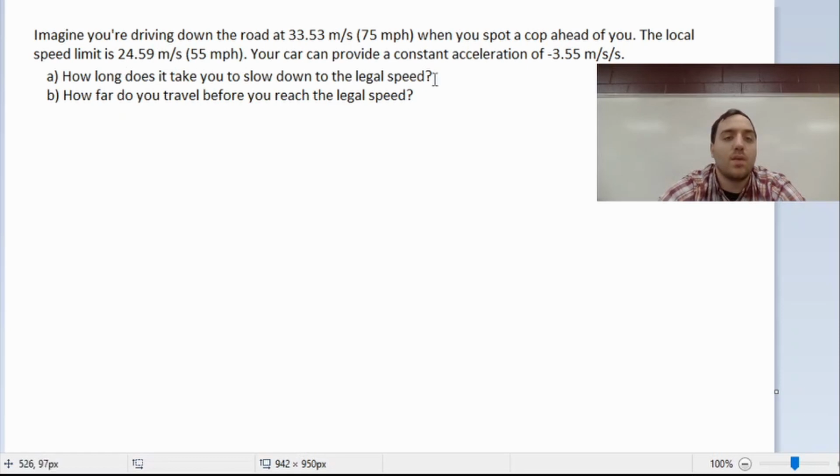Okay, let's go ahead and start by underlining some important numbers here. First things first, I see this 33.53. This acceleration is going to look pretty important. This 24.59 also looks pretty important.